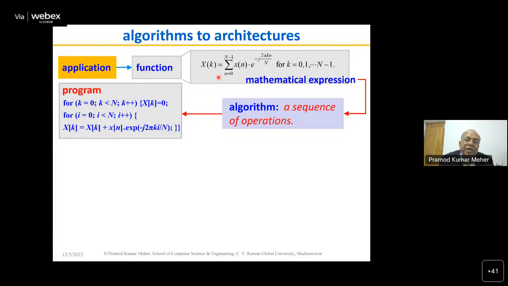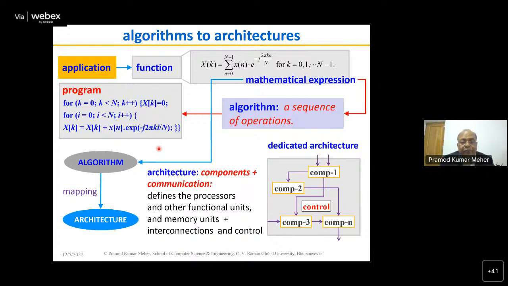Anyway, so this is a mathematical expression which can be computed by an efficient sequence of operations, an efficient algorithm. And that algorithm you can write as a program, write as a C code, and run on a desktop computer. Okay, so that will be your general purpose processor running the program.